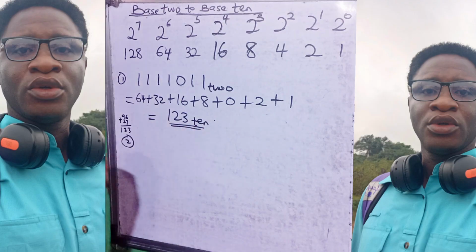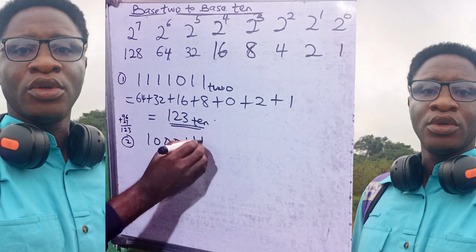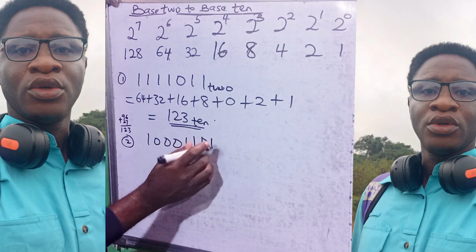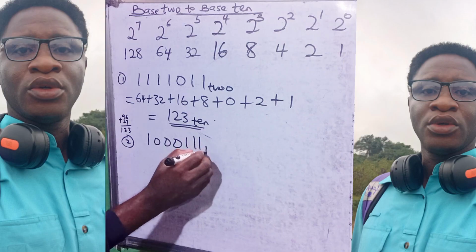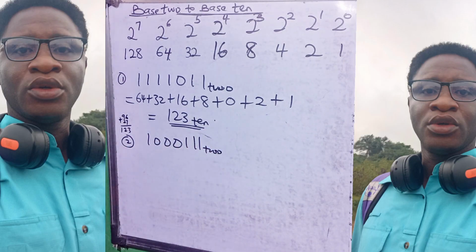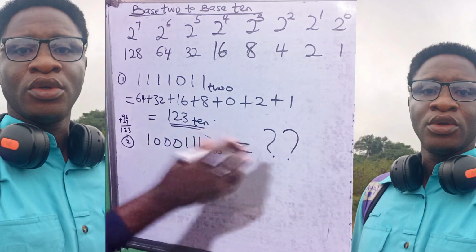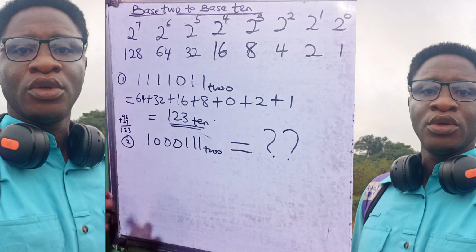Okay. Another example, when you have 10001, just like 111 like this. You can use the method that I talked about here and get your answer. But I want you to do it, please. What is this? Please let me see it in the comment section.